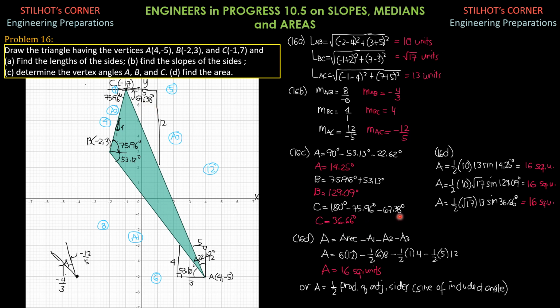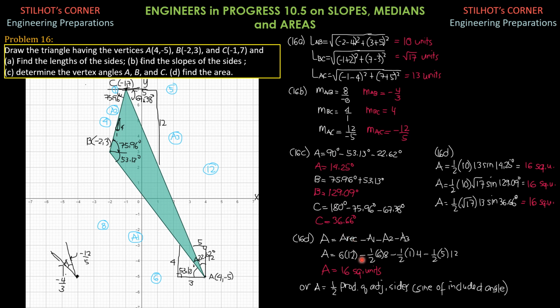67.38 degrees. So if you still cannot follow the explanation and the solution, you can pause the video, and I think it's clear. 180 degrees minus 75.96 degrees minus 67.38 degrees, so it is 36.66 degrees. Then you check that the sum of angles A, B, and C should be 180 degrees.